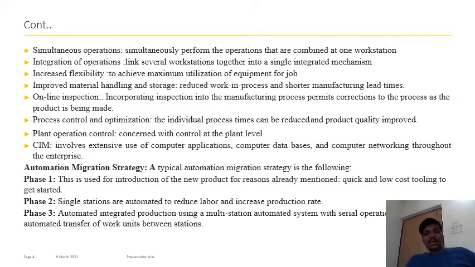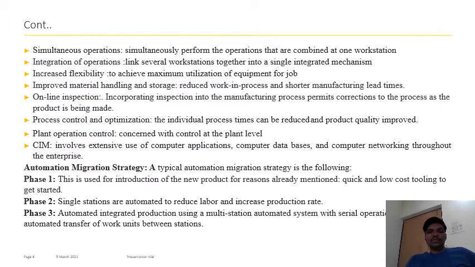Now a typical automation migration strategy is of the following type. Phase 1 is used for introduction of a new product, for reasons already mentioned: quick and low-cost tooling to get started with. Phase 2, single stations are automated to reduce labor and increase production rate. Then phase 3, automated integrated production using multi-station automated systems, which will be in a position to automatically transfer work units between the stations.